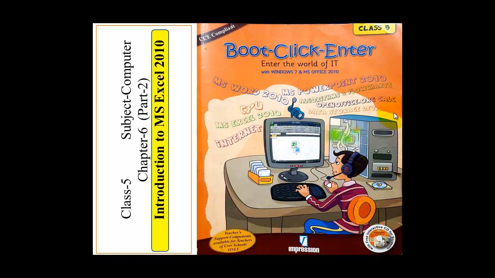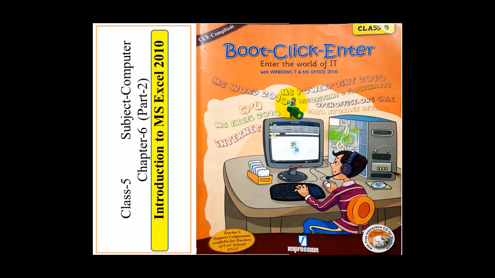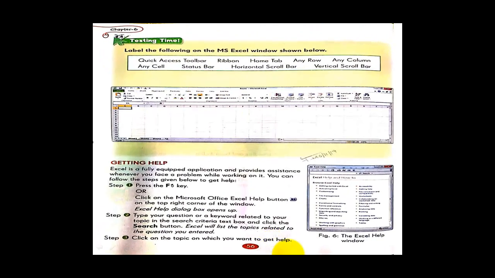So students, we have learned till page number 55 in the last class. That is name box, formula bar, shift tab and tab, scrolling bar and status bar. Now let's continue from page number 56. Let's continue our chapter, chapter number 6, second part of chapter number 6, Introduction to MS Excel 2010.